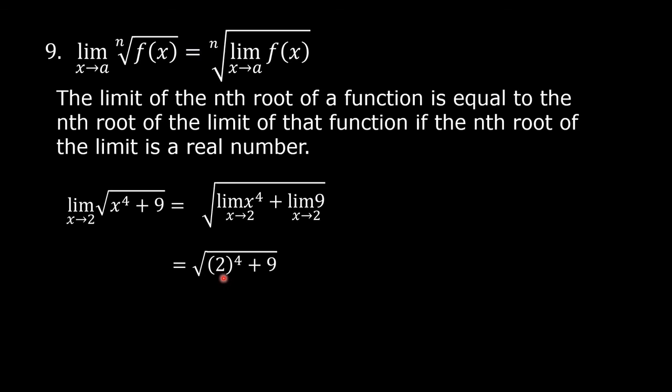And then simplify, this becomes 16 because if you multiply 2 four times, you get 16, and then plus 9. So we have the square root of 16 plus 9. And then we have the square root of 25. And the square root of 25 is 5.